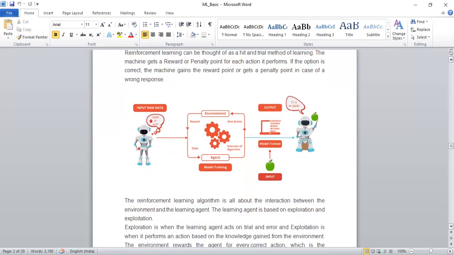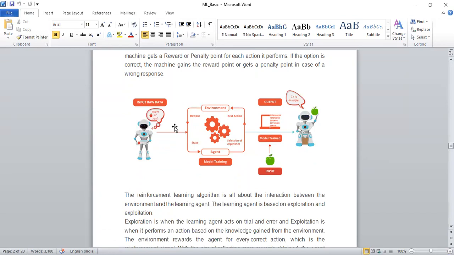Just look at the figure. This is the input raw data, apple or not. The confused robot, the agent. Then this is the environment. Look, selection of algorithm. So this is the reward, the state. The agent selects the algorithm, and then based on that, action is taken on the environment. So this is the model trained. It is an apple. This is the output.